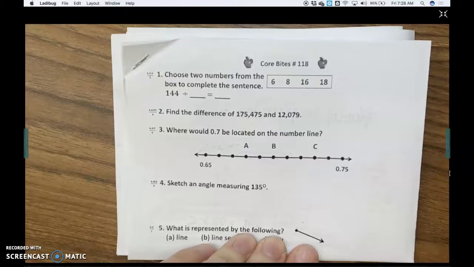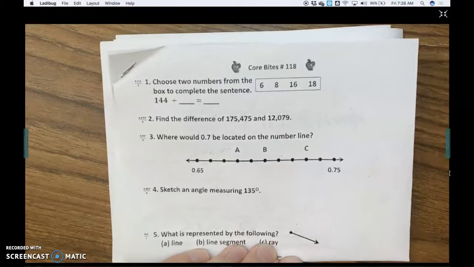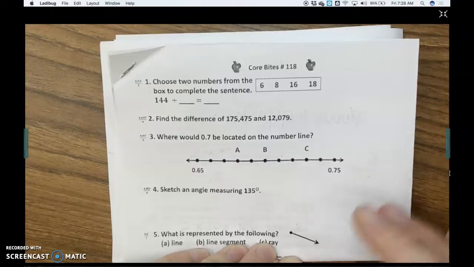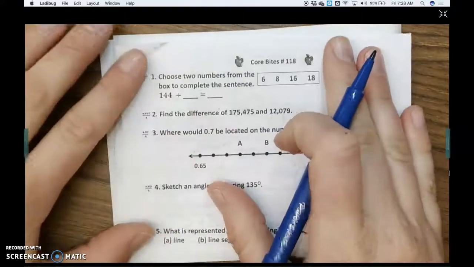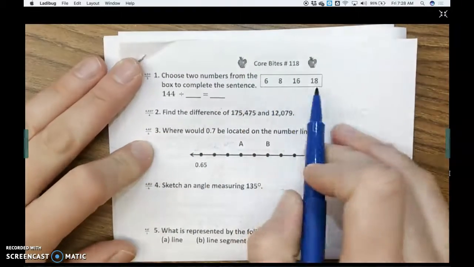Alright everybody, here's your Core Bites number 118. The first one says choose the two numbers from the box to complete the sentence. So basically, you're going to have to do trial and error, okay?